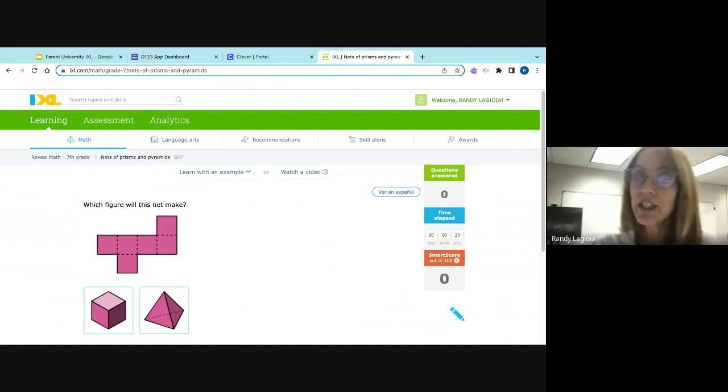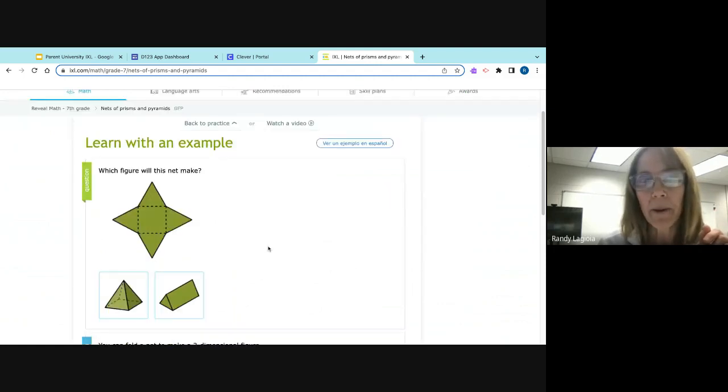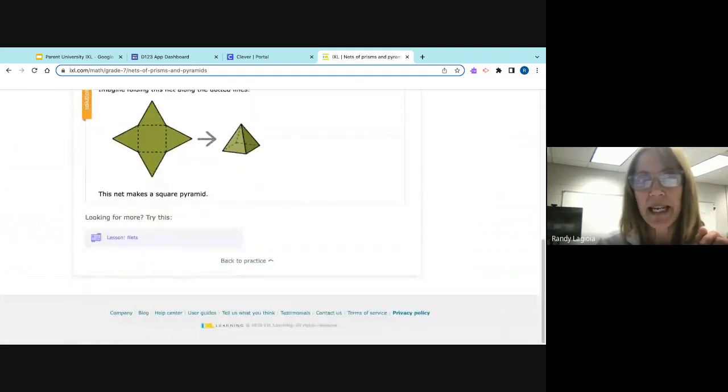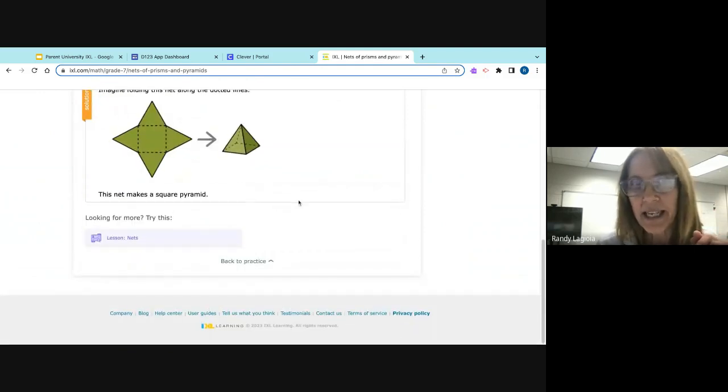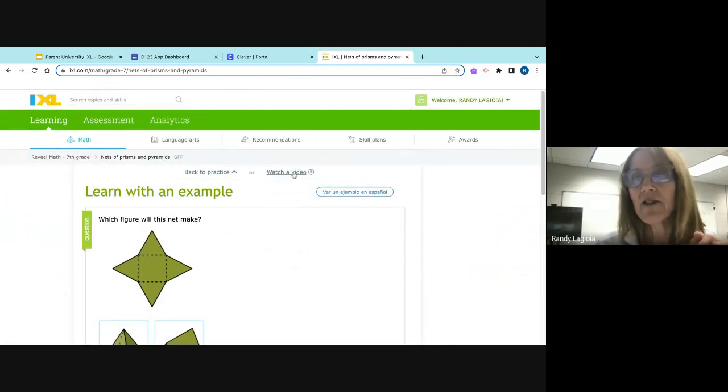Here's the options for the student to do some self-teaching. All right, so there's learn with an example, and that comes up on all the IXL skills for the first time they go into the skill. So I can open it up. It tells you what a net is. There's an option here for more lessons on nets. There's also a video.